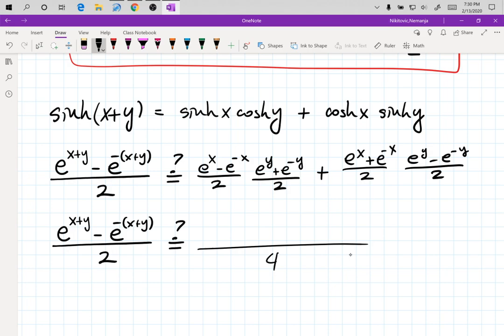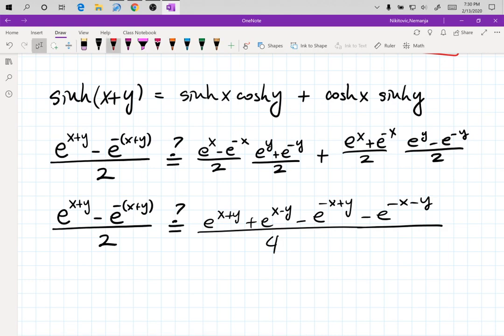Now FOIL. e to the x times e to the y, same base, exponents add, right? So e to the x plus y. Then plus e to the x minus y. Then minus e to the minus x plus y. And then minus e to the minus x minus y. Now it's time to color code these things.